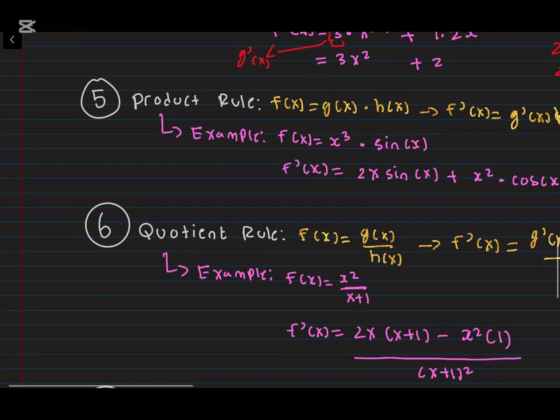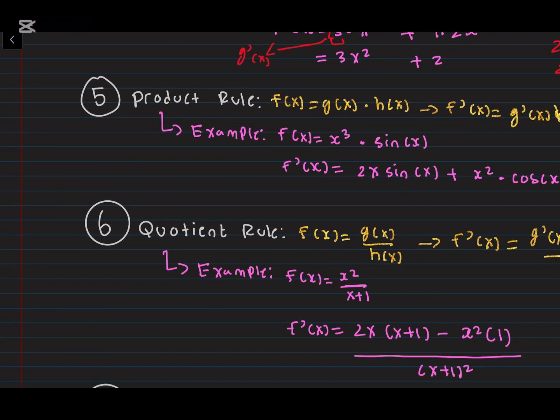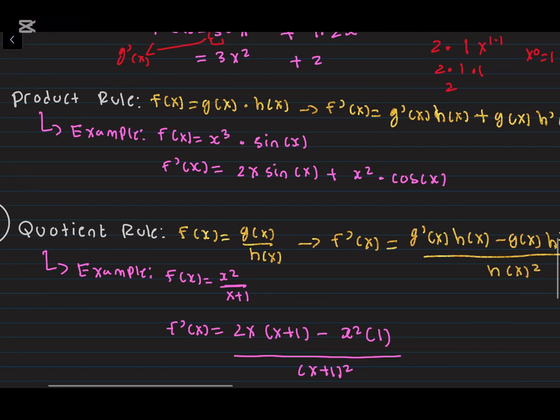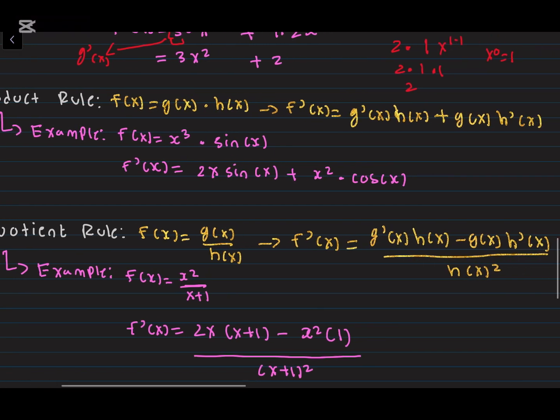So let's look at the next rule. We have the product rule next. If f of x equals g of x times h of x, then your derivative of f of x will equal the derivative of g of x times h of x plus g of x times the derivative of h of x. Now that can sound a little bit confusing, but once we look at an example, it'll be a little bit clearer.